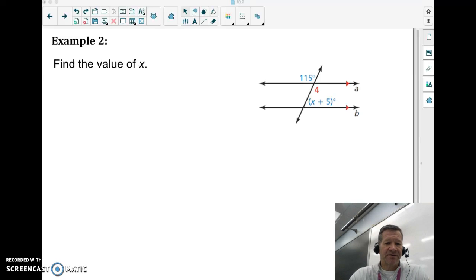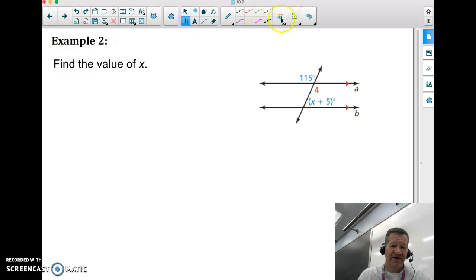I thought we'd try to do examples 2 and 3 together. They're a little bit shorter. So we're in section 10.2 still, examples 2 and 3. Let's start out with example 2. Our directions are to find the value of x.